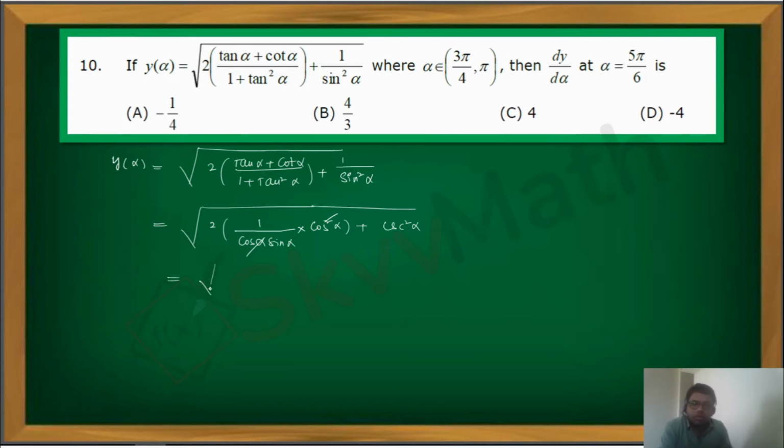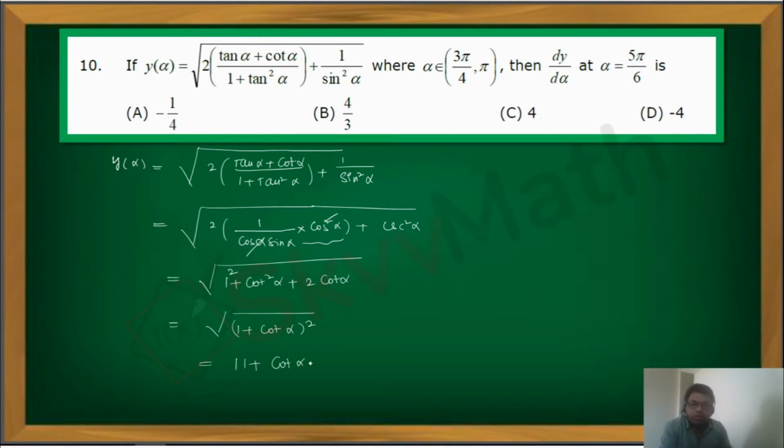Now I write cosecant square alpha as 1 plus cot square alpha, so 1 plus cot square alpha plus here we have 2 cot alpha. Now 1 square plus cot square alpha plus 2 cot alpha, it is what? a square plus b square plus 2ab, so a plus b whole square. Square root of 1 plus cot alpha whole square, which is actually modulus of 1 plus cot alpha.